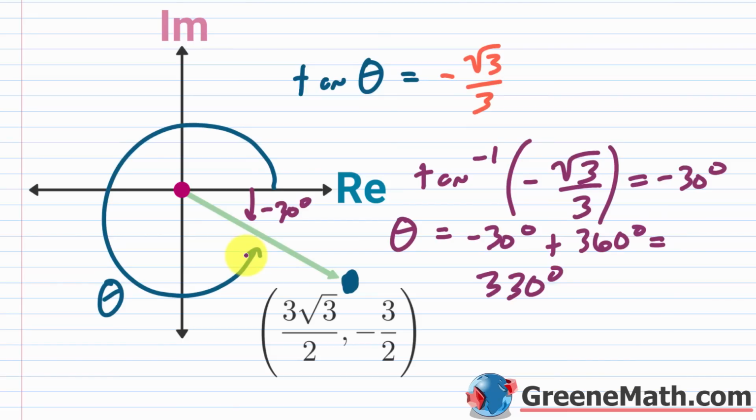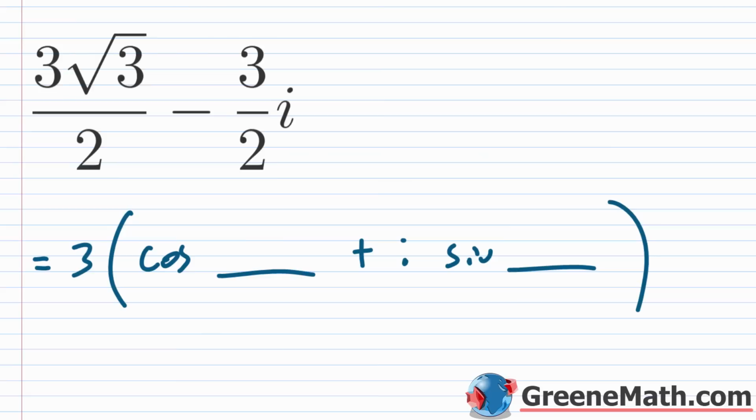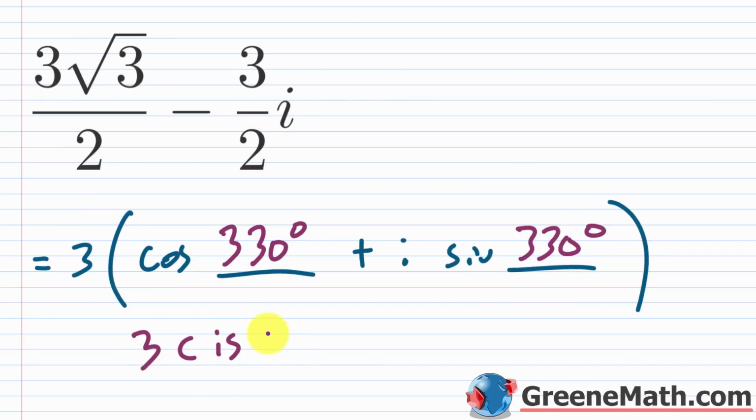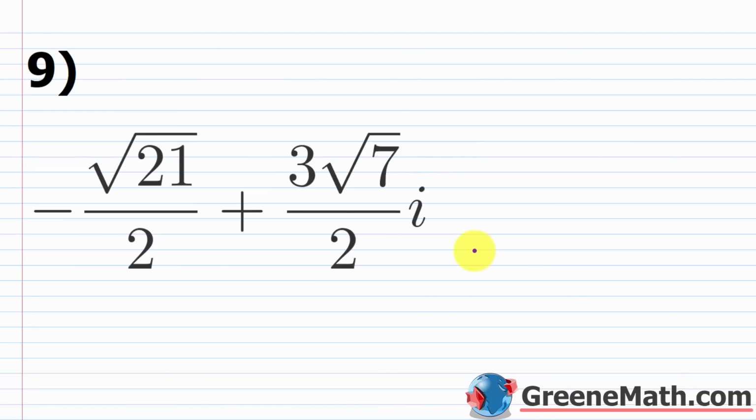The other way you could have done that is plugged square root of 3 over 3 into the inverse tangent function, and you would have gotten 30 degrees. Then you could say I'm in quadrant 4 and want a 30-degree reference angle, so 360 degrees minus 30 degrees is 330 degrees. Coming back up, let's put 330 degrees in there and there. And we can write 3 CIS 330 degrees for the abbreviation.